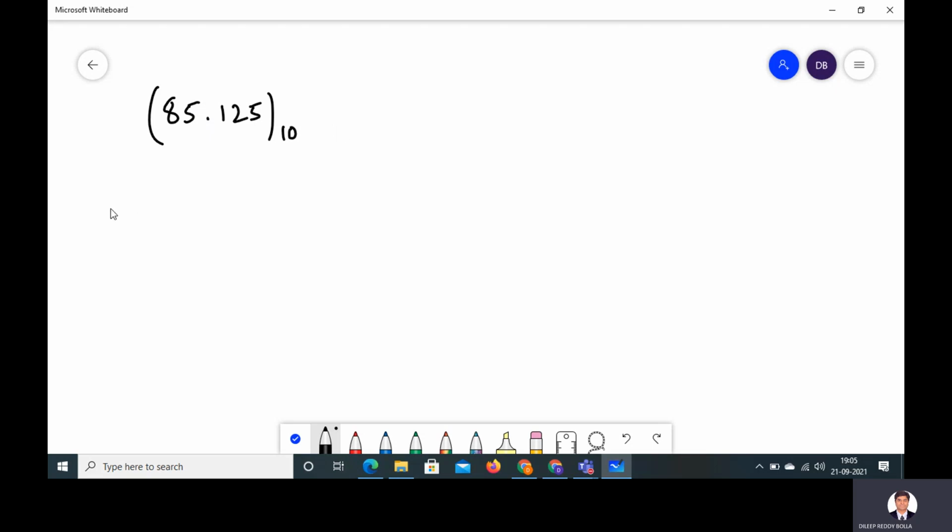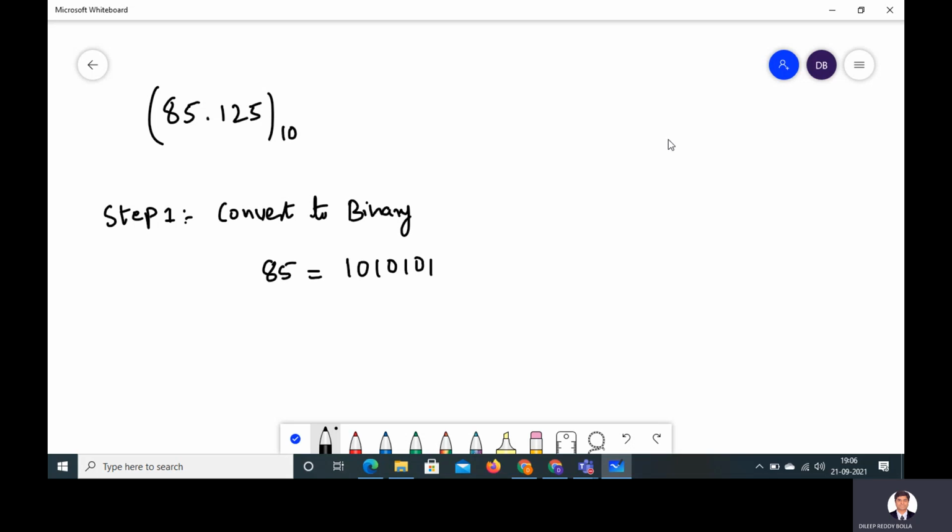To do this we have different steps. Step one: convert the given number into its equivalent binary number. This 85, if you convert it into binary, you repeatedly divide it by 2. If you do that, you can convert it to the number 1010101, and there is a shortcut for converting to binary.